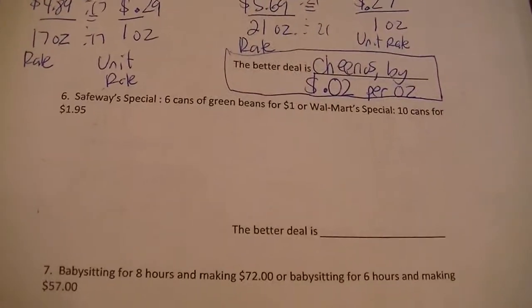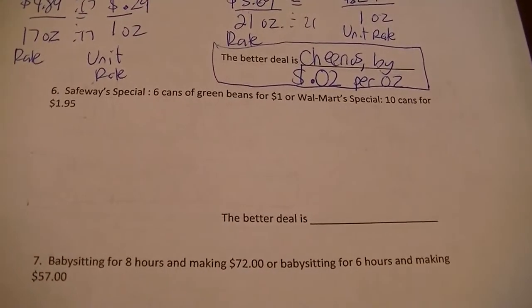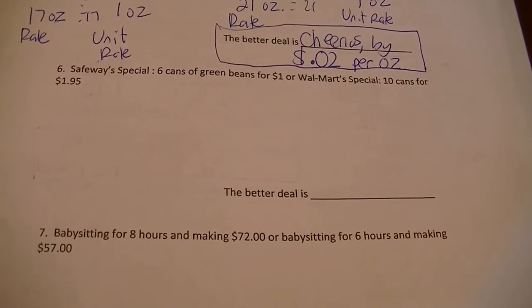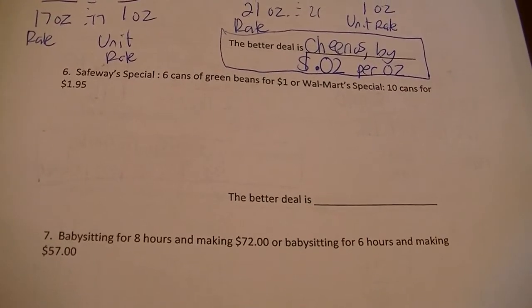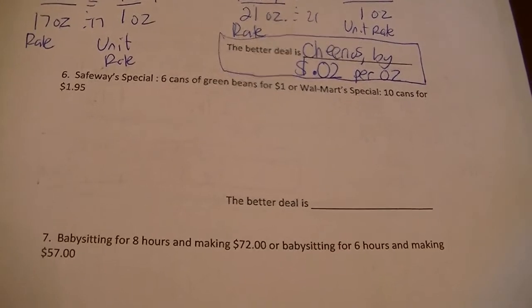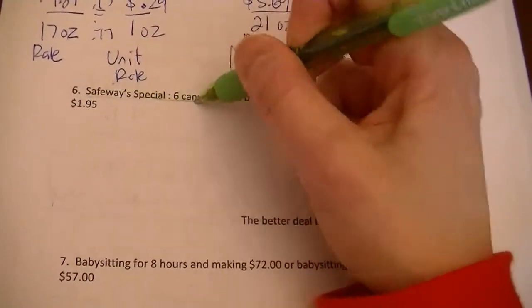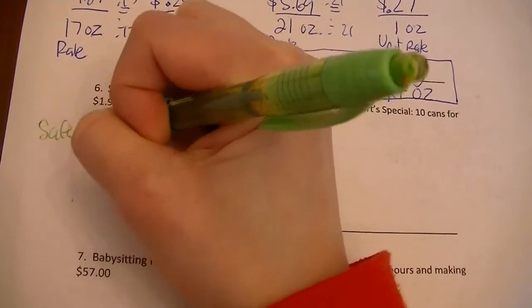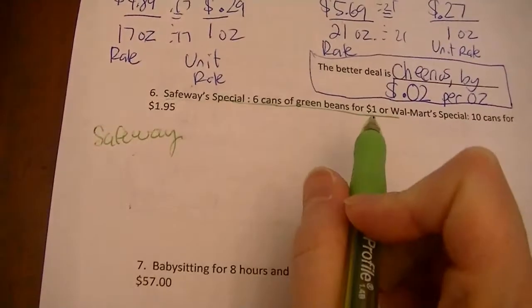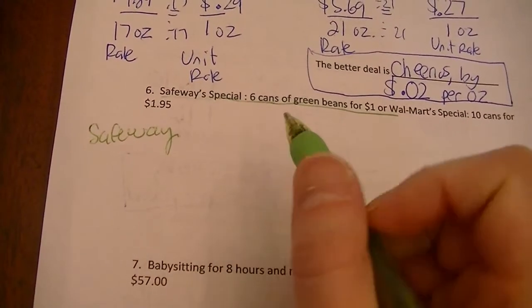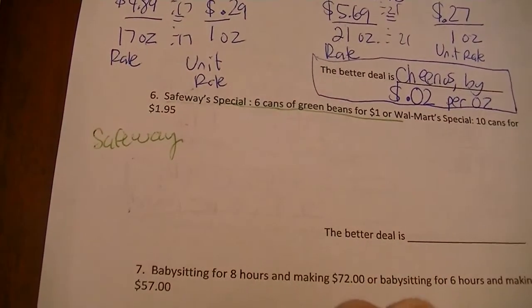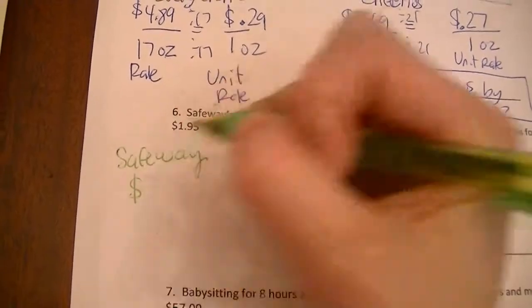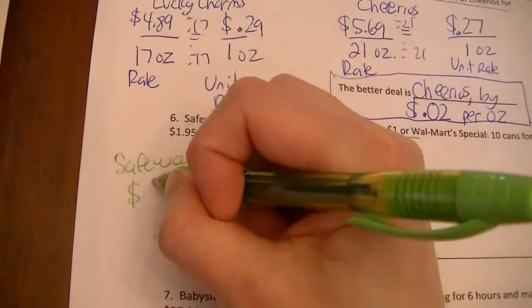Safeway special is 6 cans of green beans for $1, or Walmart special is 10 cans for $1.95. So which one would be the better deal? So I got Safeway special right there. And I like to put money on the top, so then I can figure out how much does 1 can cost. So then I know cans would go on the bottom, because the number that you would want to equal 1 goes on the bottom.